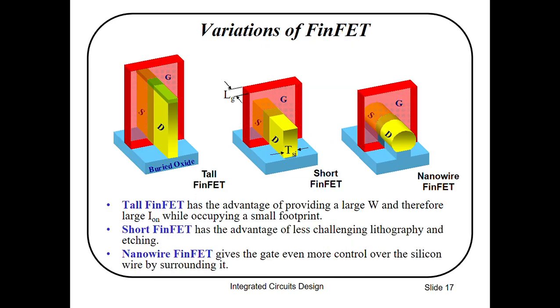Okay, so variations in FinFET. Now we will discuss the different variations in FinFET. Like we have tall FinFETs, short FinFETs, and nanowire FinFETs. Let's start from the nanowire FinFET. This nanowire FinFET gives the gate even better control over the silicon wire by surrounding it. The short FinFET has the advantage of less challenging lithography and etching. The tall FinFET has the advantage of providing a large width and therefore large on current while occupying a small footprint. So here you can see the different variations in the FinFET: tall FinFET, short FinFET, and the nanowire FinFET.